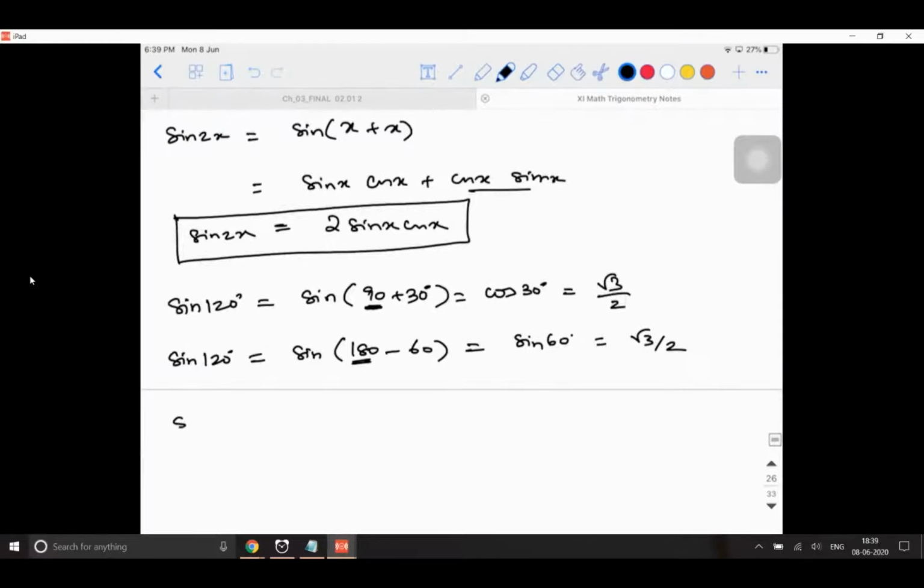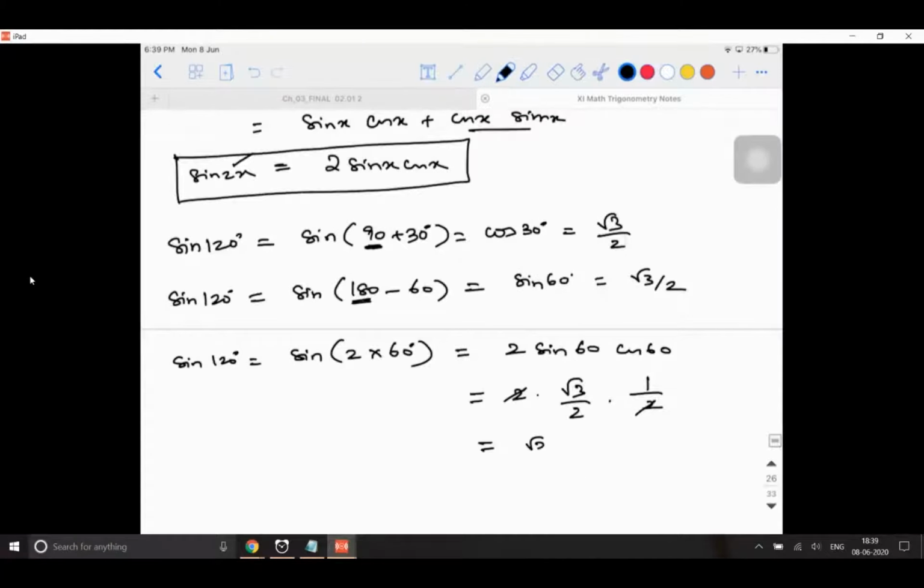Now we have learned a third formula, that is sin 120. According to this, write it as sin of 2 into 60 degrees. This is the third way of thinking. The same concept, you're thinking in different ways. So sin 2 into 60 degrees, I can write it as 2 sin 60 cos 60. Can I write it like this? Yes or no? So this is going to be 2 into, what is sin 60? That is root 3 by 2 into cos 60 is going to be half. This half and 2 will get cancelled. Again the answer is root 3 by 2.